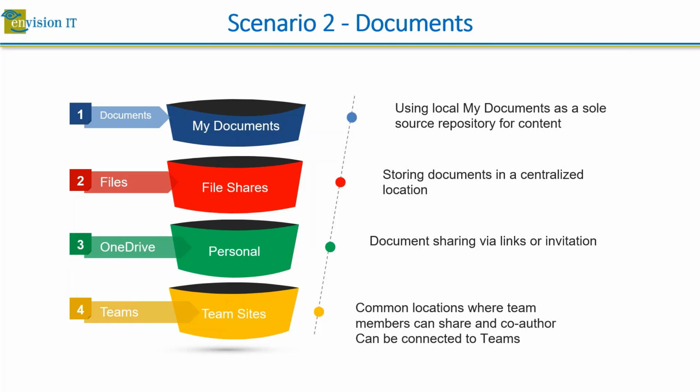So it's the same sort of evolution from a maturity point of view: from locally working on documents and attaching them to emails, to keeping them in a file share that lots of people have been doing for a long time, to moving that to cloud-based OneDrive and team sites. So that, again, is another piece of the maturity model.